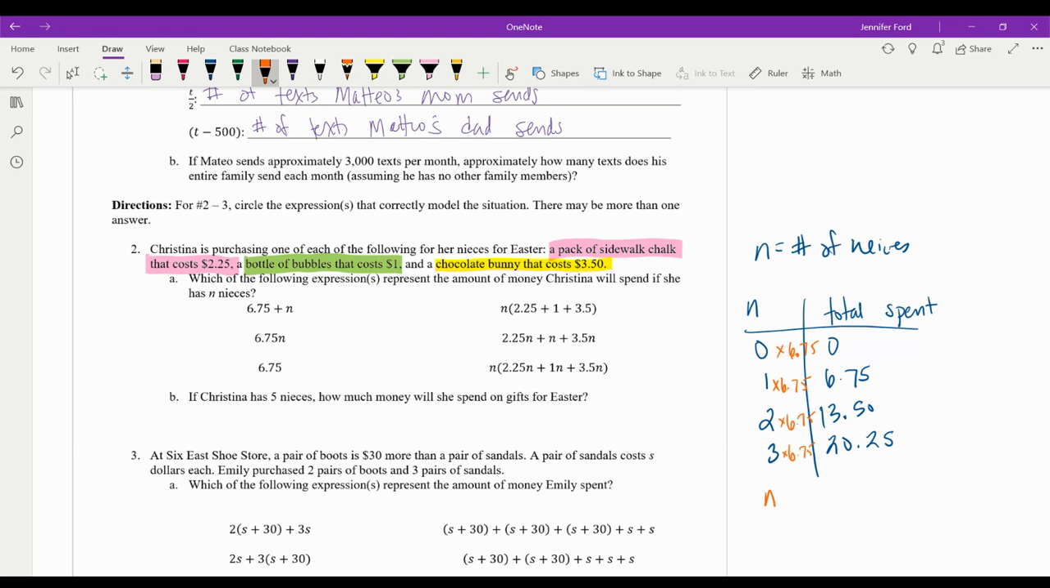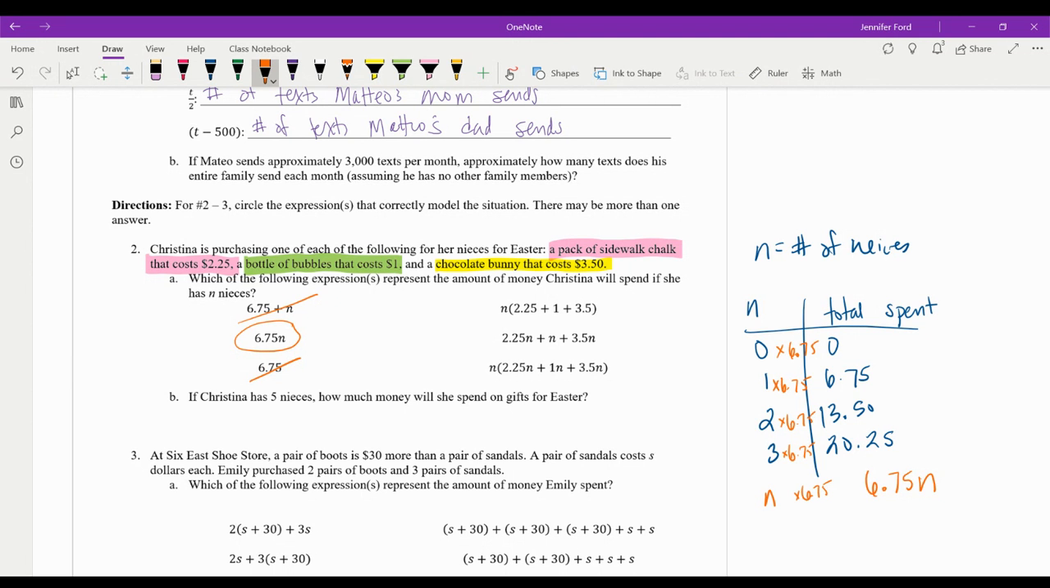So if I had N nieces, I would multiply that by 675. So the total spent would be 675 times N. Okay, so this one is not correct. This one is correct because we're multiplying. It's $6.75 for each niece. So yeah, it is not. I need to know the number of nieces.